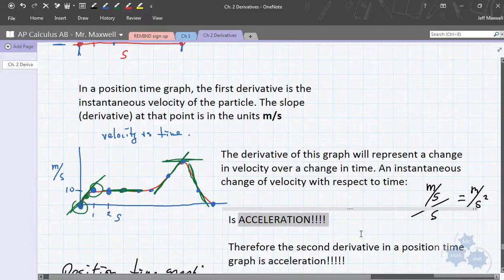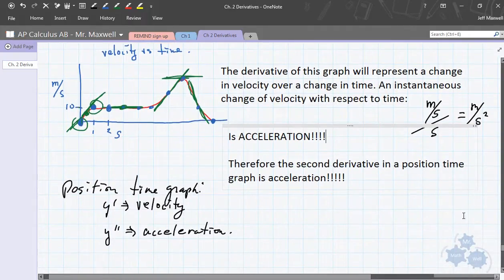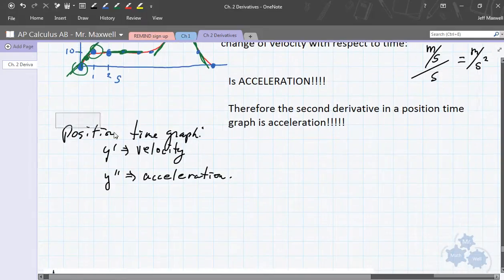So we introduced the fact that the rate of change of velocity over time, that is meters per second, comes out to meters per second squared. That's acceleration. So if your velocity is ever increasing over a specific time interval, that means you are accelerating. So we just introduced that notation and that language. So here you go. This is kind of the important part of that lesson. For a position-time graph, the first derivative is velocity. The second derivative is the expression, at least, for acceleration.